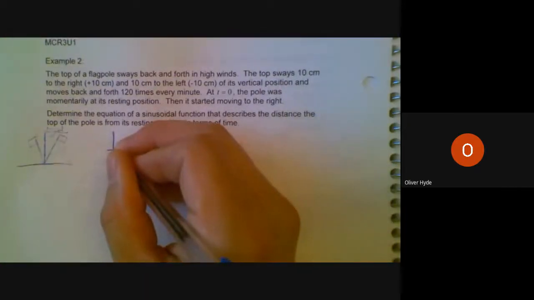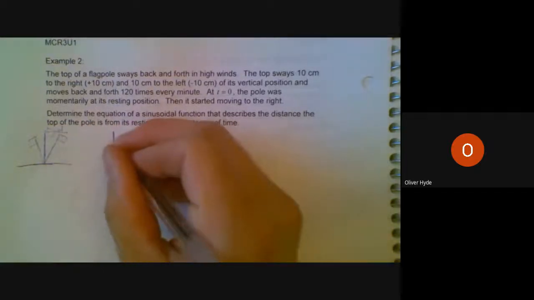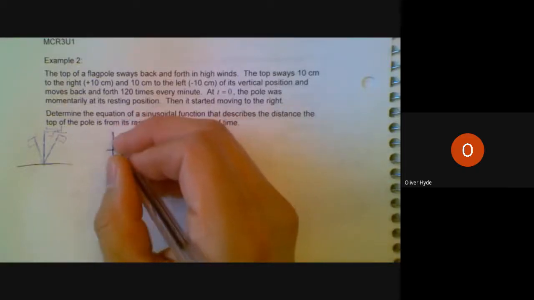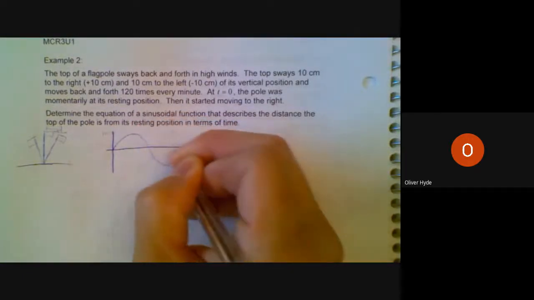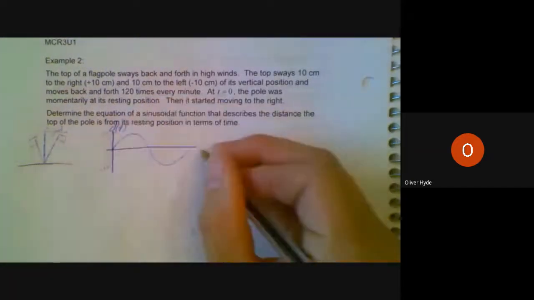So this flagpole is at rest, then it is going to move to the right. The challenge in this question is that I'm using a vertical axis to measure a horizontal distance. That's going to be 10 centimeters to the right. That's at rest or vertical. That'll be 10 centimeters to the left. This is the distance as a function of time, and this is the time.